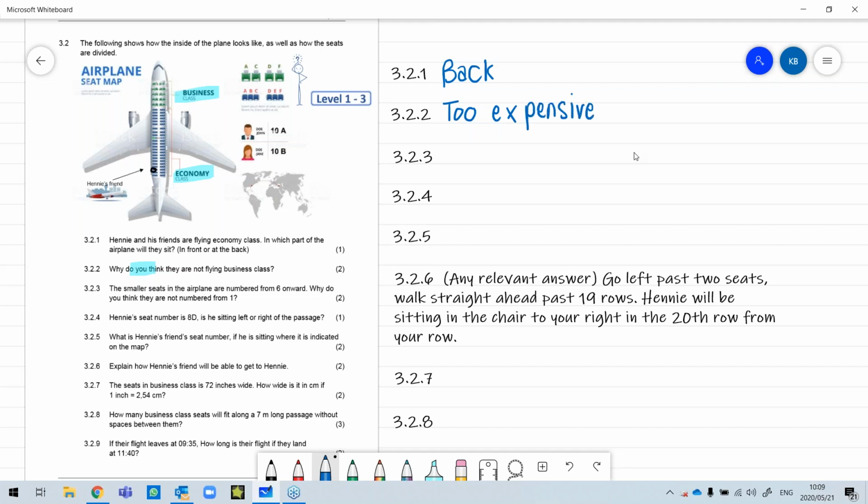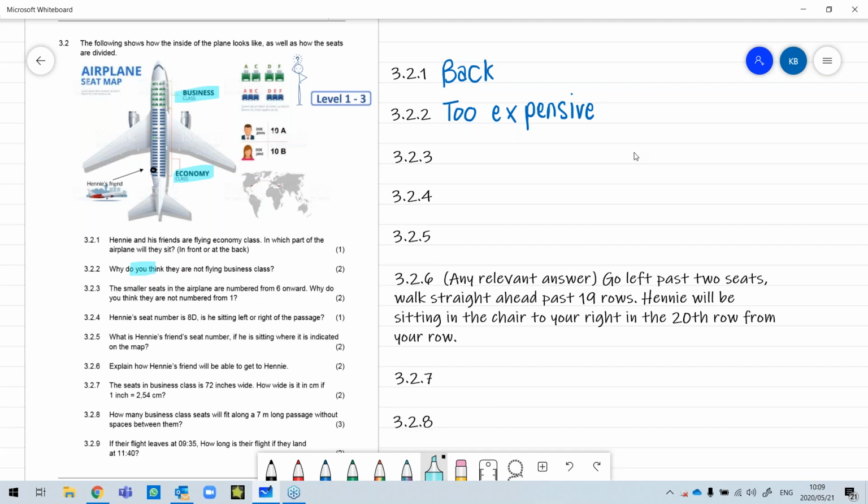Any other reason, because you can say there are too many, so maybe the amount of seats in business class is not enough. So any reason, as long as it is motivated properly. Question 3.2.3. The smaller seats in the airplane are numbered from 6 onward. Why do you think they are not numbered from 1?